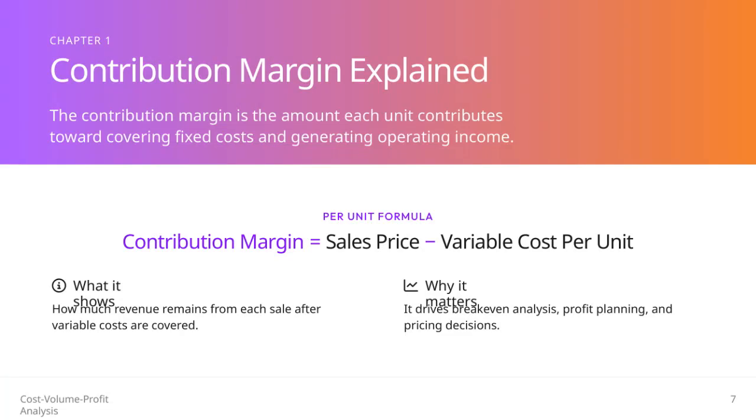Now, let's dive into the concept of contribution margin. The contribution margin represents the amount each unit sold contributes to covering fixed costs and, ultimately, generating operating income. You can calculate it per unit by subtracting the variable cost per unit from the sales price. Essentially, it tells us how much revenue remains from each sale after we've covered the variable costs associated with that unit.